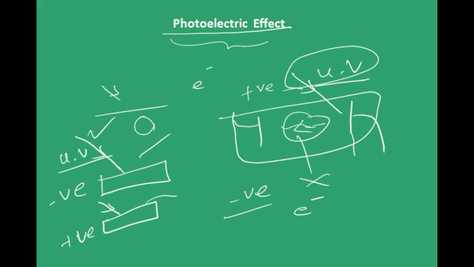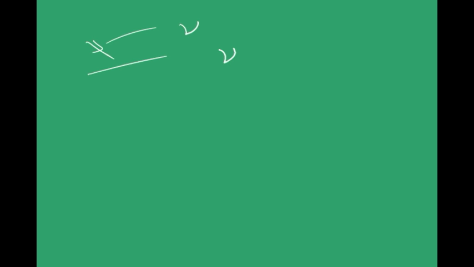Did you get that question? Because no electron emission was observed below a certain frequency for each given metal, and that frequency is known as threshold frequency.